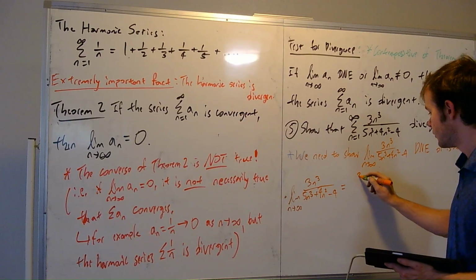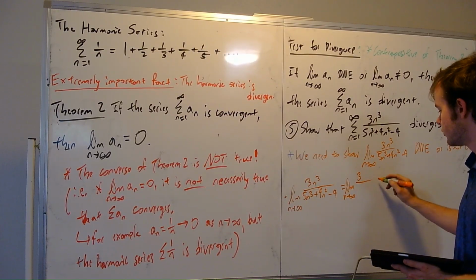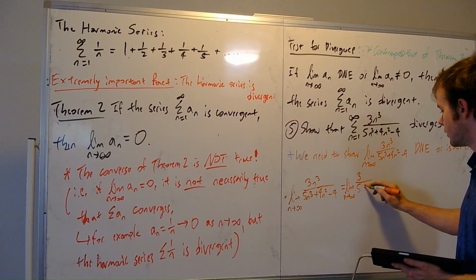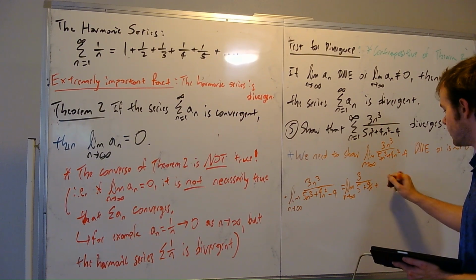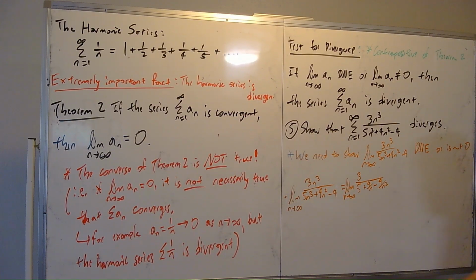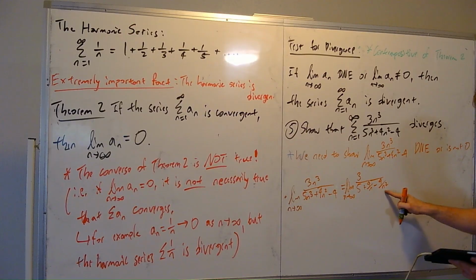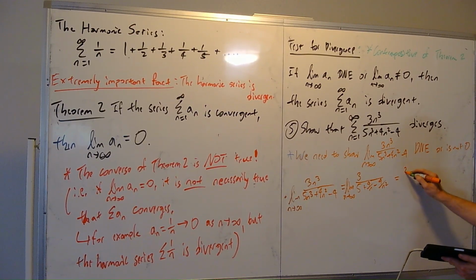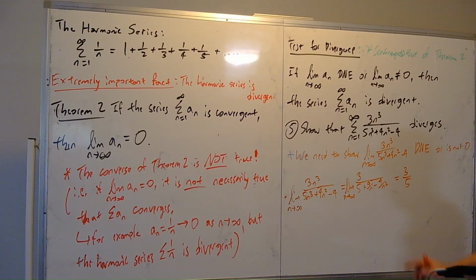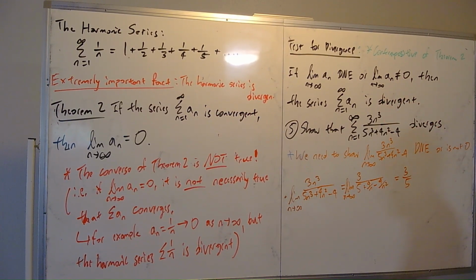If we do that, we're going to have the limit as n goes to infinity of 3 over 5 plus 4 over n minus 4 over n squared. I just divided both the numerator and denominator by n cubed, and now if n is going towards infinity, both of these fractions are going to 0, so our answer is 3 over 5. You can check, 3 over 5 is not 0, so since our limit is non-zero, then the series is divergent.